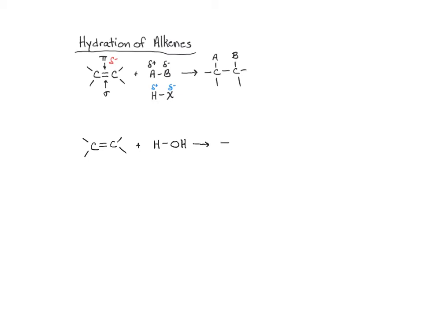Okay, so in the course of this reaction, again, just like the hydrohalogenation, we're going to break the pi bond, and we are going to form two new sigma bonds. One of those sigma bonds is going to go to the hydrogen of water, and one of them is going to go to the hydroxy part of the water. So you can see that the overall effect of this reaction is that we are converting an alkene to an alcohol.